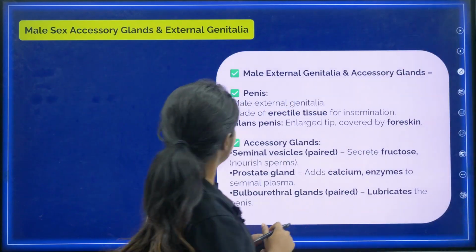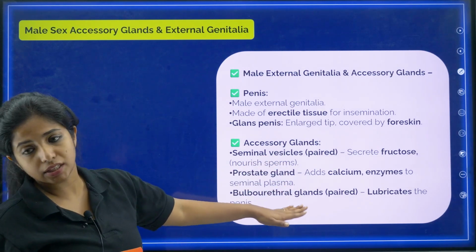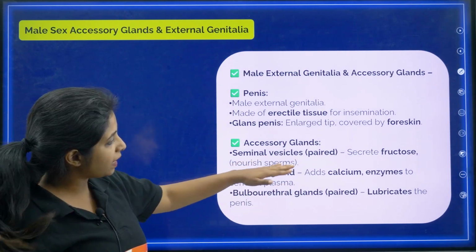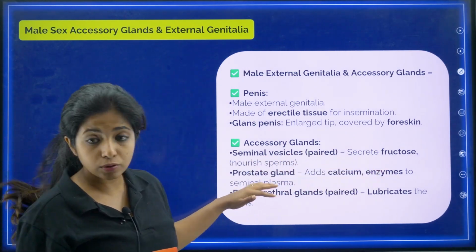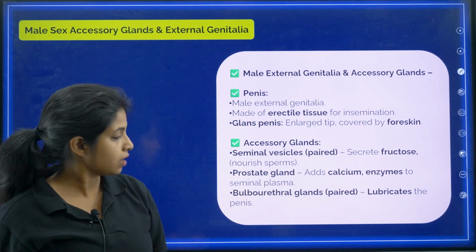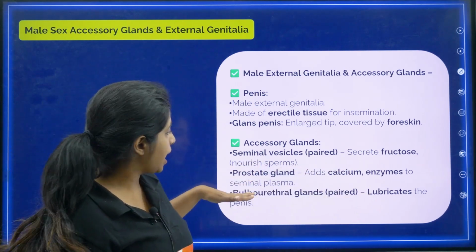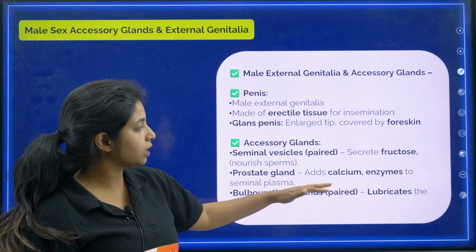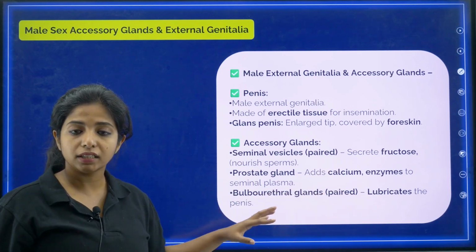Okay. You have the external genitalia as well as the accessory glands. Let's start with the glands first. Seminal vesicles, they are paired. They secrete fructose, which nourishes the sperm and provides energy. Prostate gland, it adds calcium and enzymes to the seminal plasma. Bulbourethral glands, they are paired and they lubricate the penis.